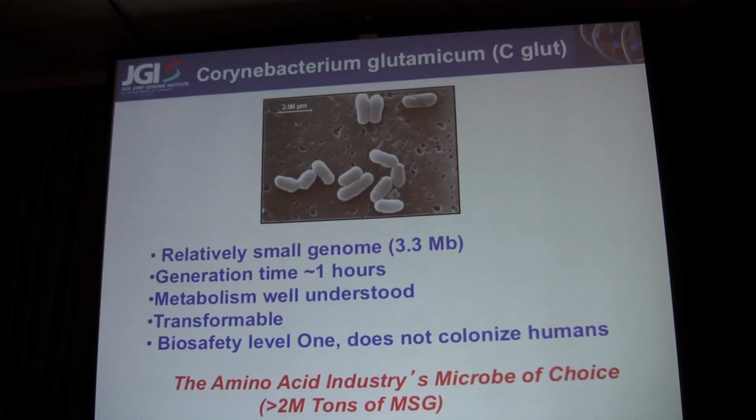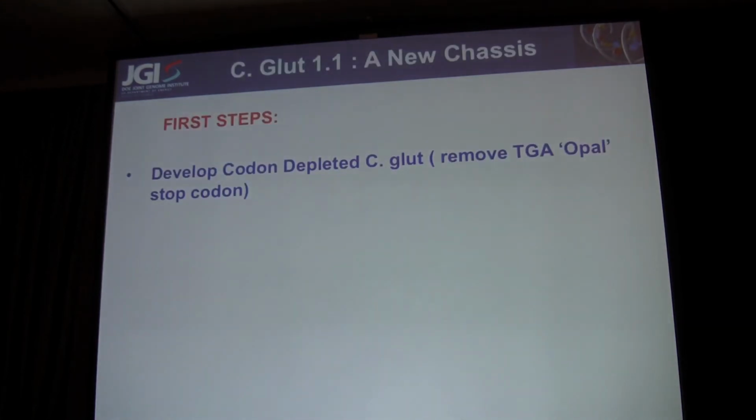Our starting point for developing a chassis was Corynebacterium glutamicum, and we chose this bug because of its relatively small genome size, its fast generation time, its metabolism is quite well understood, and it's easily transformable, so you need something that you can work with. It's biosafety 1, and it doesn't really pose a threat to humans, and especially because it's a very industrially robust organism, it's currently used for the industrial production of amino acids.